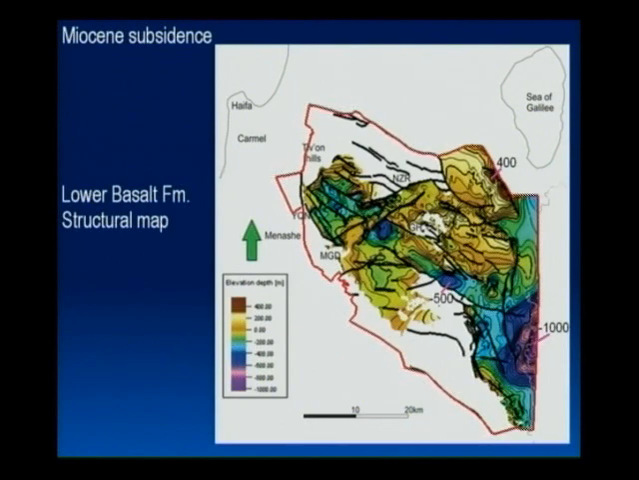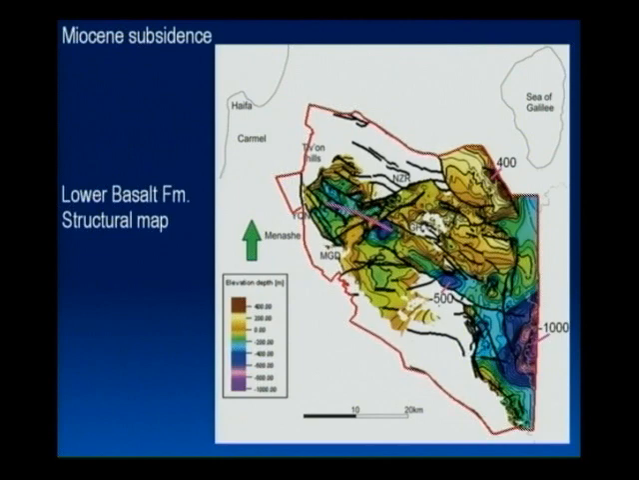Its roof surface map shows clearly the faulting and the depocenters that are relevant to the deposition of the basalt flows in Miocene times. Basalt was flowing from approximately 16 million years up to 9 million years ago. I will divide the Miocene subsidence into two stages. And the basalt is a main player in the first stage and also in the second stage of the subsidence.